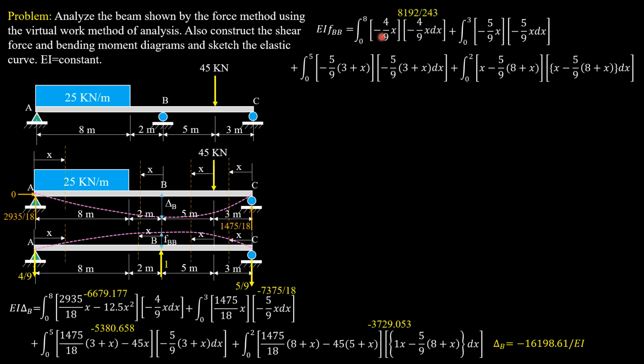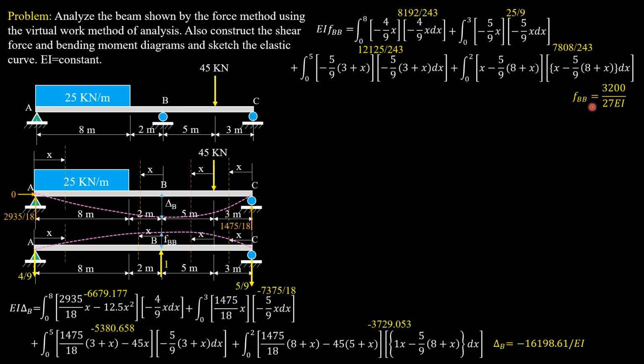So the value of this integral is 8192 over 243. This integral is 25 over 9. This integral is 12125 over 243, and this integral is 7008 over 243. So solving for FBB and comparing it with your solution by the area moment method, we get FBB equals 3200 over 27 EI.